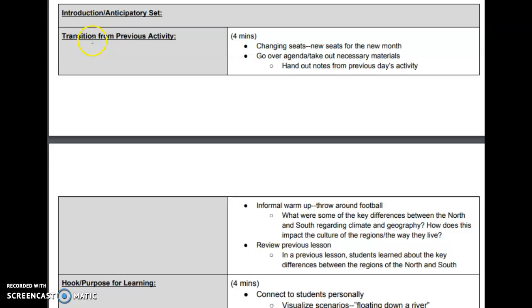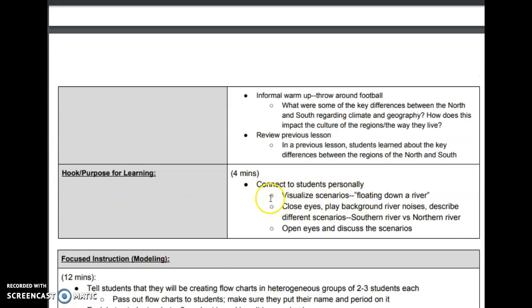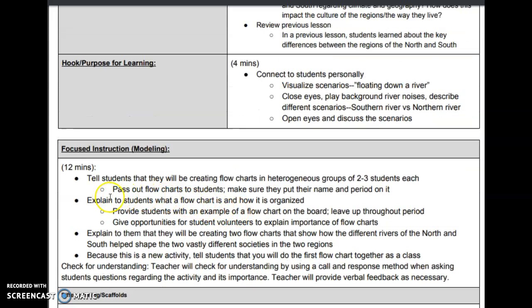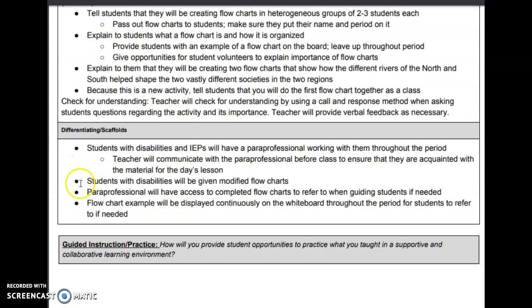And then you talk about your activity here, or your little icebreaker, the hook, visual scenarios. So they're being asked to do something that's going to get them talking about geography. So you're floating down a river. Focused instruction, that's going to be what the teacher is doing for 12 minutes. Scaffolds are important, like I said, for students with disabilities, IEPs.